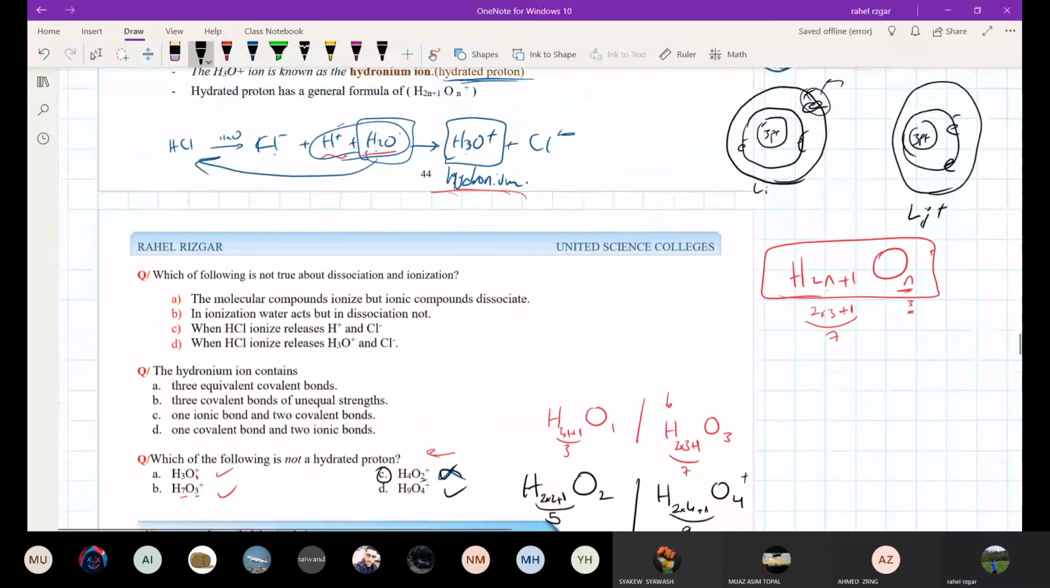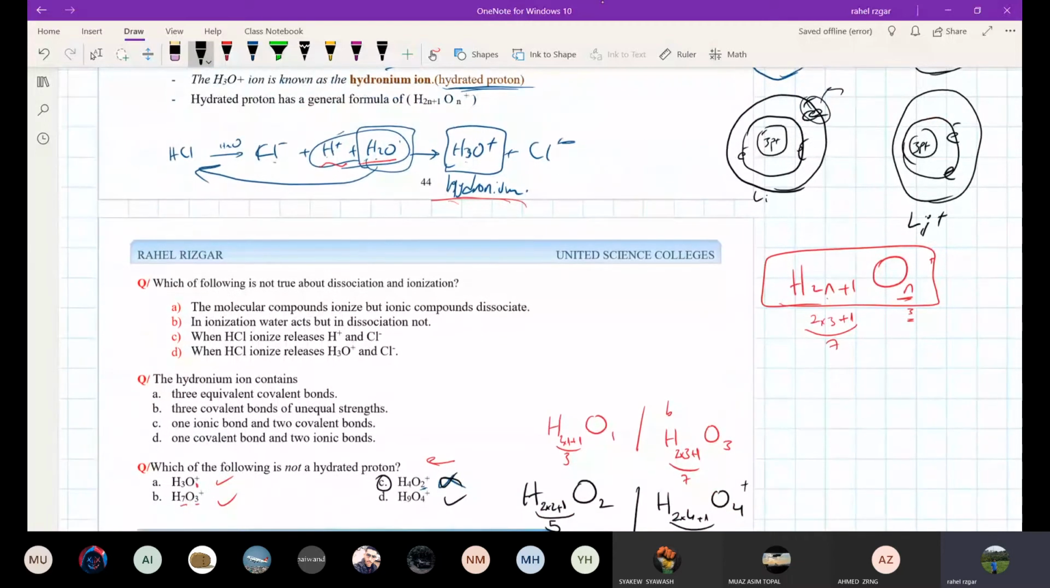Now, this question is very good in order to summarize the things that we have learned. First question: which of the following is not true about dissociation and ionization? Molecular compounds ionize. True. Ionic compounds dissociate. Also true. So A, no problem.